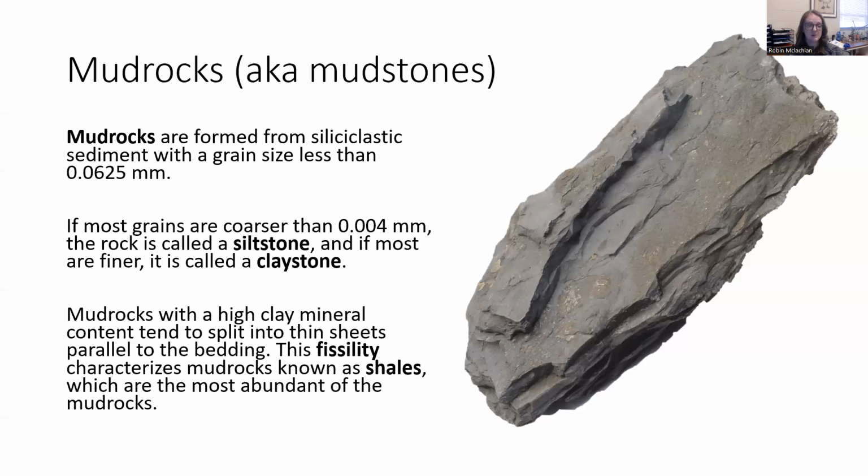Mud rocks with a really high clay mineral content tend to split into really thin sheets parallel to the bedding. Just like in this picture, you can see those really, really thin laminations. We call this property fissility. It often shows up in shales, this mud rock. And it's because the mud particles often are platey themselves. Once a grain gets that small into the clay region, it actually forms a little plate, a little flat, long grain, creating this fissility in mudstones and shales.